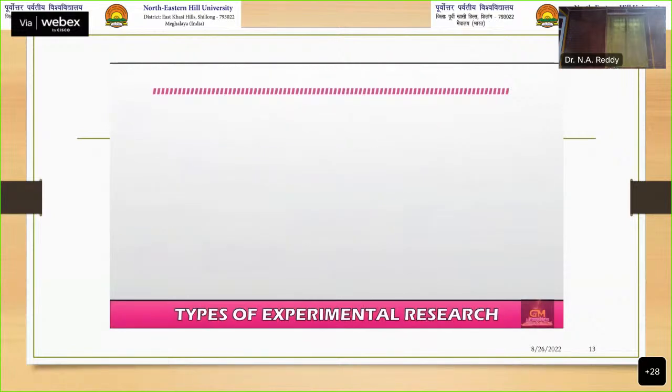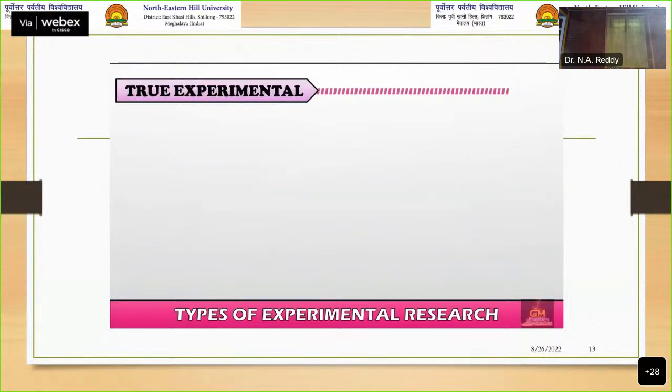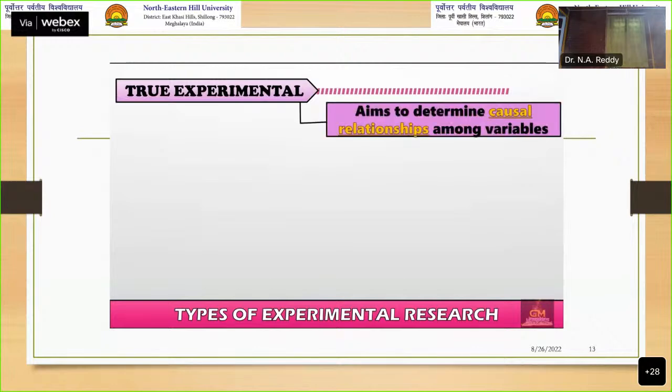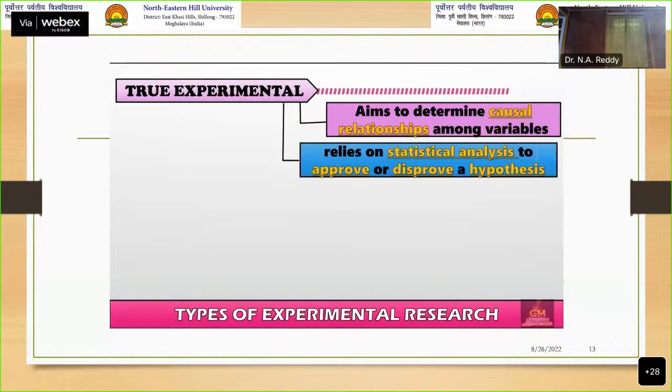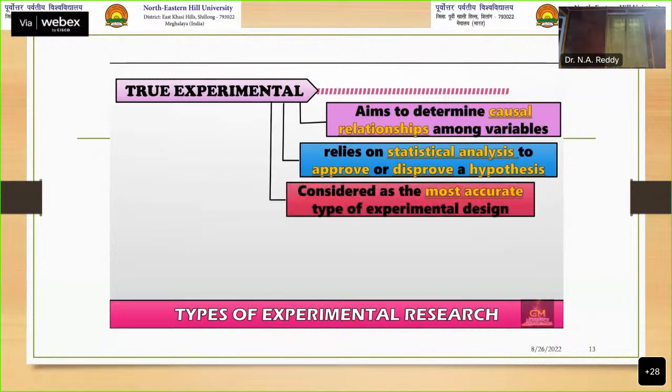At this point, we shall now be discussing the different types of experimental research designs, starting with true experimental research. True experimental research aims to determine causal relationships among variables. Also, it relies on statistical analysis to prove or disprove a hypothesis. It is also worth noting that true experimental research is considered the most accurate type of experimental design.